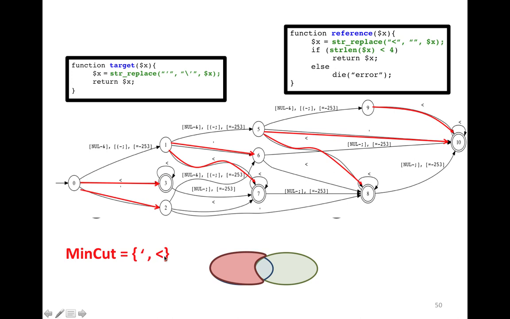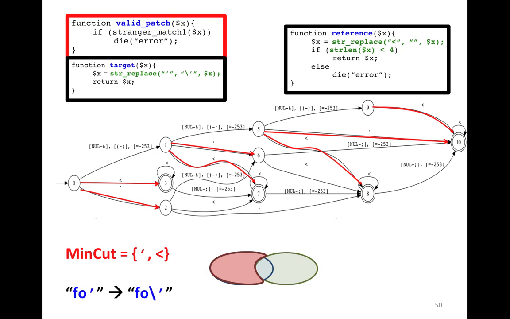This is much better than the previous algorithm, because now at least we are not going to remove all the characters. But still, we are going to remove the single quote. But it's clear that the target actually is going to escape the single quote. So the target wants to escape the single quote, so we should not remove the single quote. We should deal with this problem. We should try to find a way of getting rid of the single quote in the min cut. There has to be a problem that we didn't deal with.